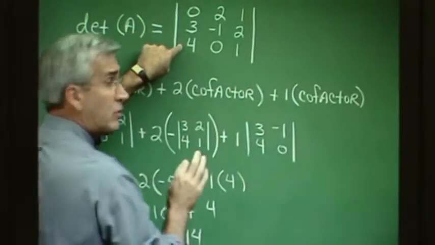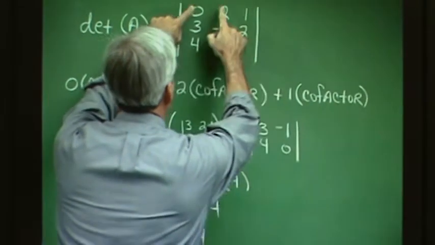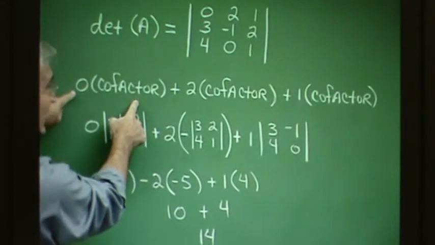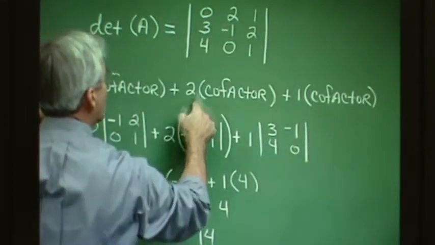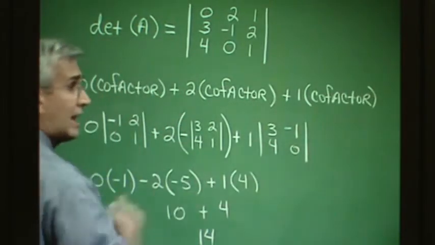We're going to do it actually two ways here, but the first way we're going to do it is just go across the top row. So it's going to be the entry 0 times an item called its cofactor, and then we want 2 times its cofactor, and then 1 times its cofactor. So that's the general idea.